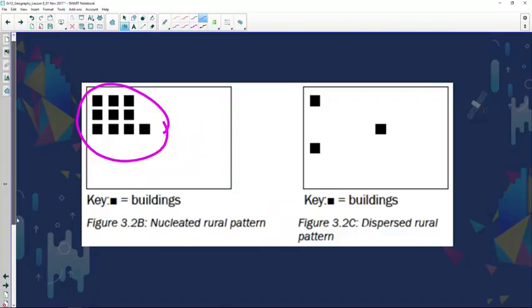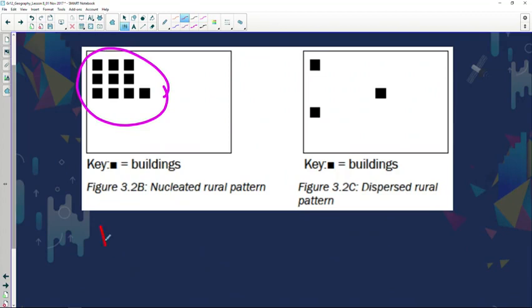Welcome back after the break. We discussed dispersed rural settlements and nucleated rural settlements. Now the first one we just discussed just before the break is nucleated settlements. There's a couple of reasons why these farmers decide to live close together.